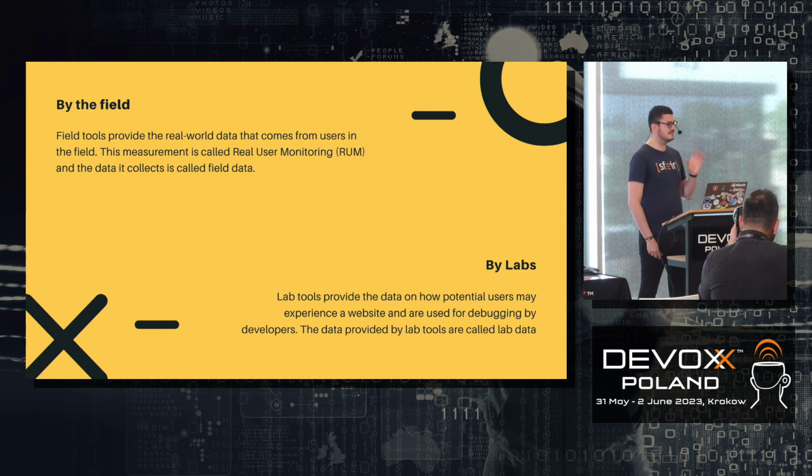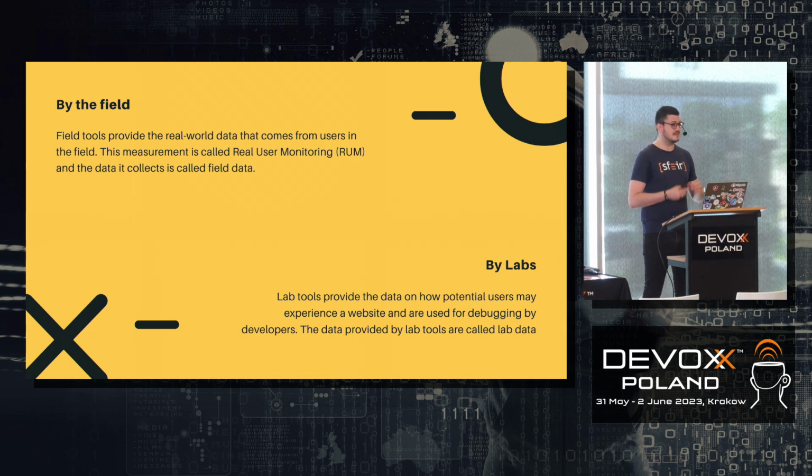This measurement is called real user monitoring, RUM, and the data it collects is called field data. Okay, it's a big definition, it's true, but in other words, field tools provide you real user experience metrics. But as I said in this talk, we must find a way to retrieve the user experience earlier during the development of our application. It's a very bad idea to go to production without user experience metrics.